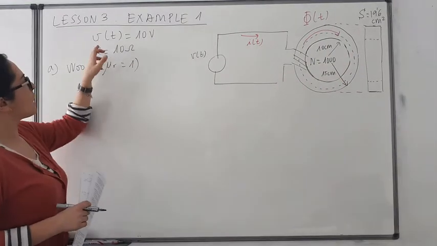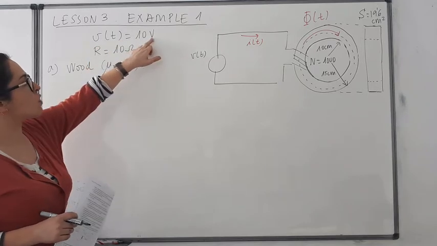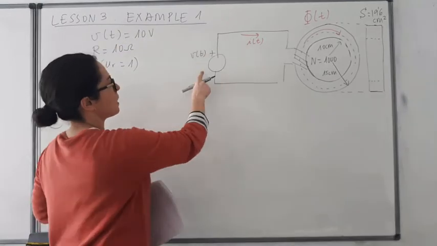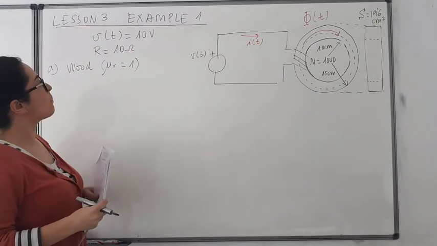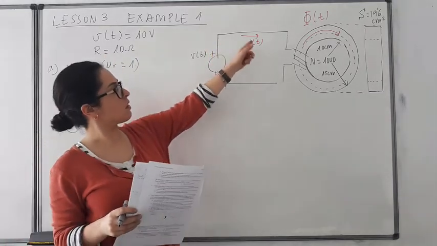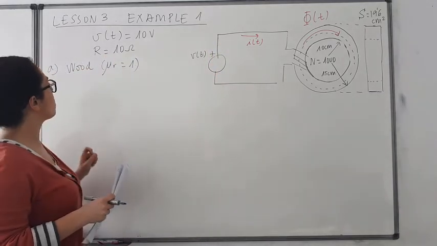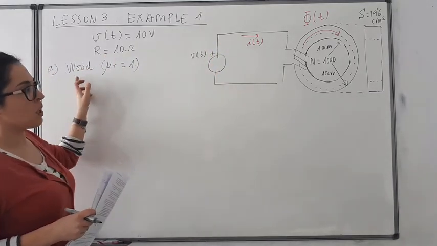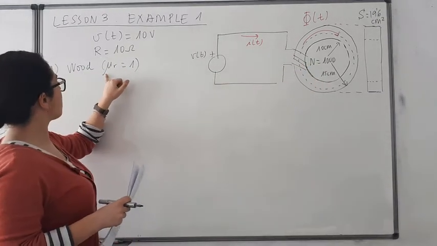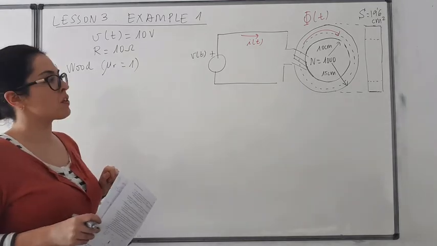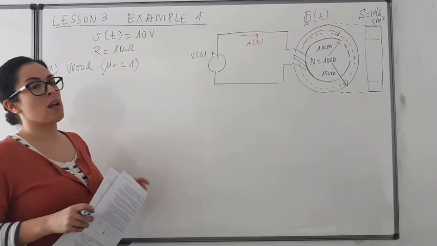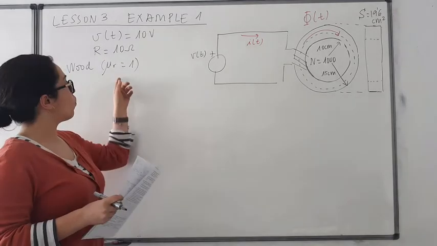So we have that the voltage is a constant one. It's a DC voltage which is applied here in this generator, okay? We have the resistance here in this electrical circuit of 10 ohms. And we have that the number of turns is 1000, and in question A we need to consider that the magnetic core is made of wood whose relative permeability is 1.